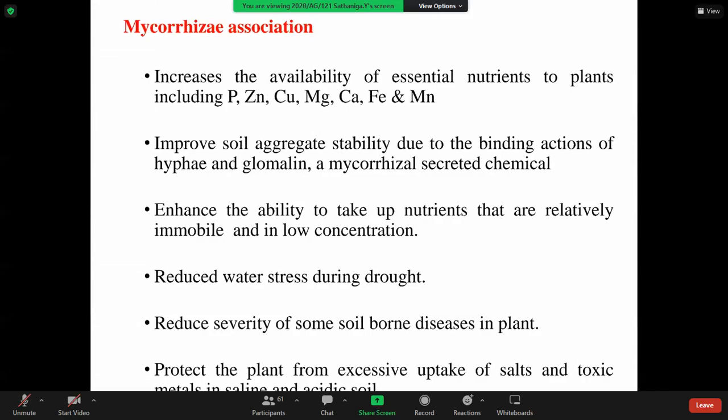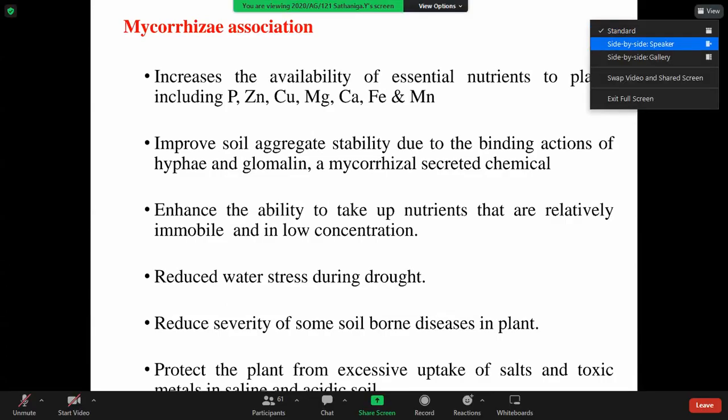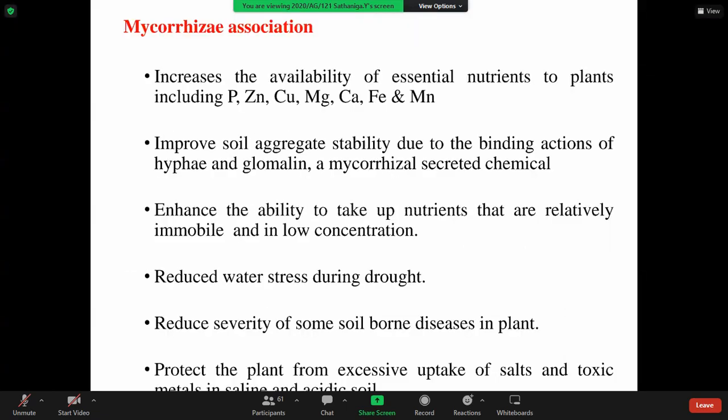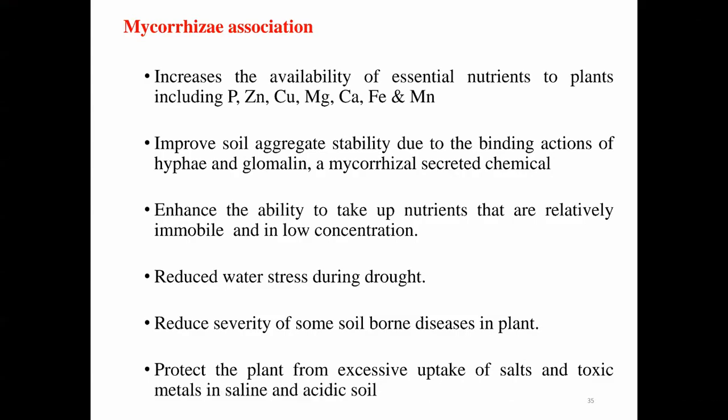Next, microflora association. Through this, we understand the symbiotic relationship between plant root and fungi. Through this, we get some benefits. First, it increases availability of essential nutrients to plants, including phosphorus, sulfur, Cu, magnesium, calcium, Fe, and manganese. Then it improves soil aggregate stability due to the binding action of hyphae, glomalin, and mycorrhizae-secreted chemicals. Then it enhances the ability to take up nutrients that are relatively immobile and in low concentration.